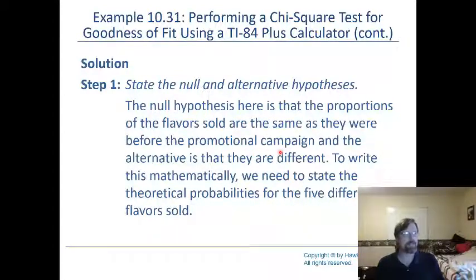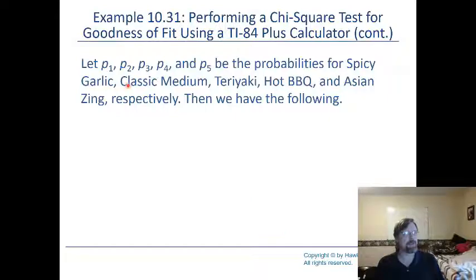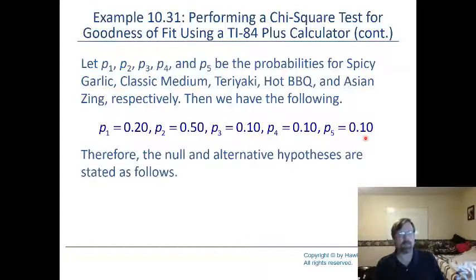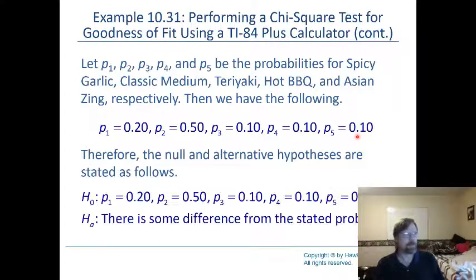So to write this mathematically, we need those theoretical probabilities. We'll label them P1 through P5 in the order they were given. So spicy garlic was 20%, classic medium was 50, teriyaki, hot barbecue, and Asian were each 10. We have the following: 0.2, 0.5, 0.1, 0.1, 0.1. So we can state the null hypothesis as such, and the alternative as something's different.